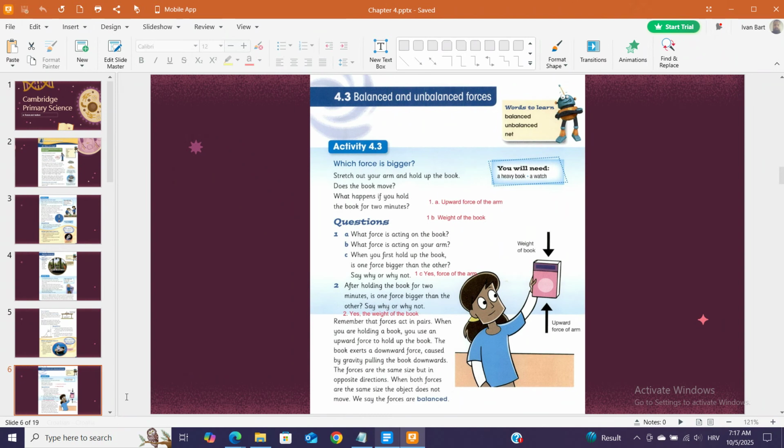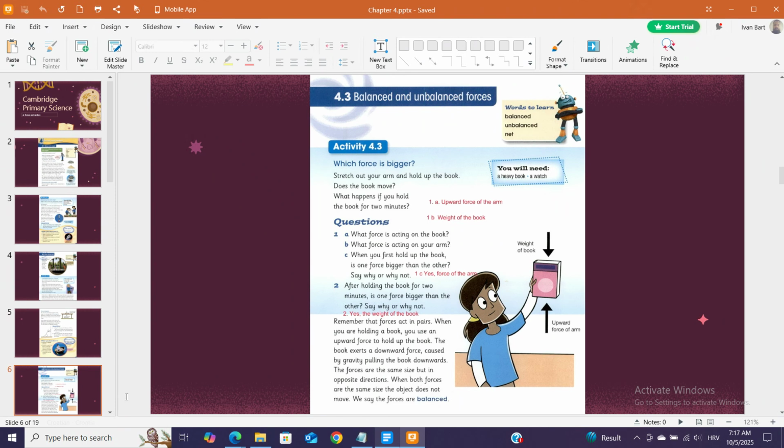A. What force is acting on the book? B. What force is acting on your arm? C. When you first hold up the book, is one force bigger than the other? Say why or why not. Answer: Yes, the force of the arm.